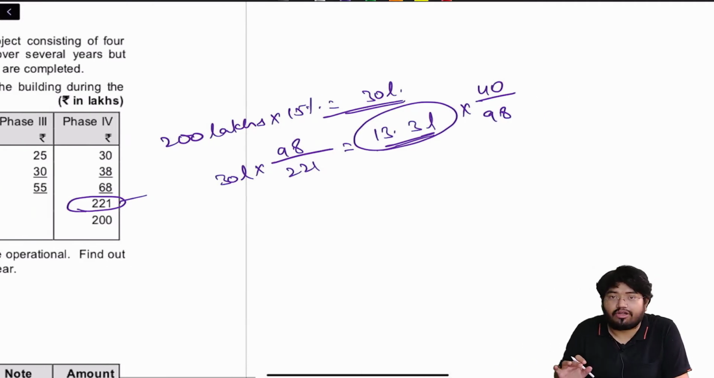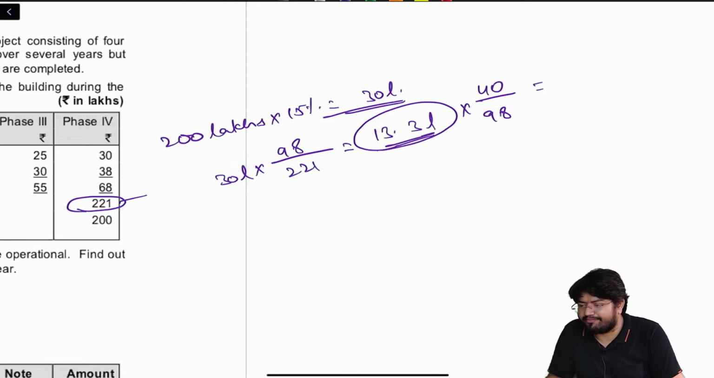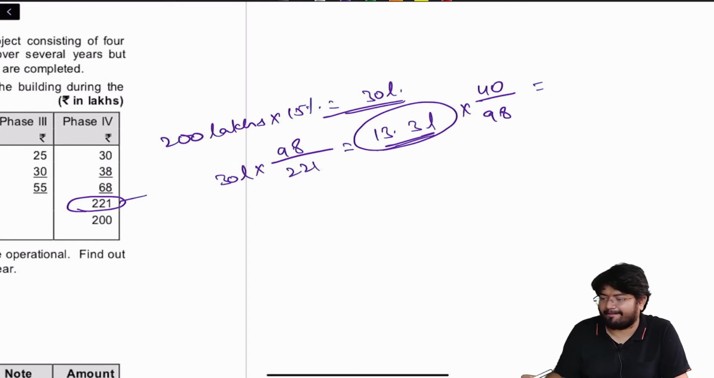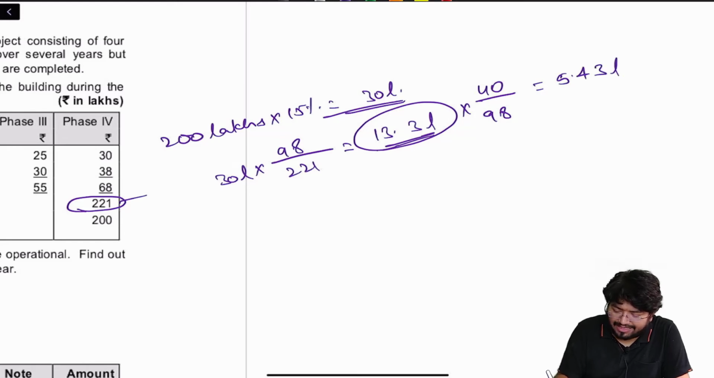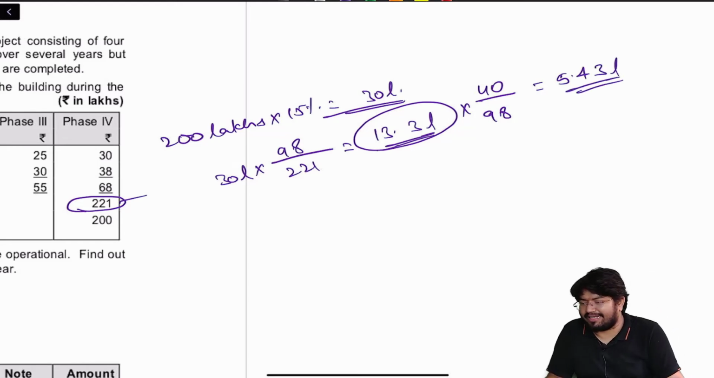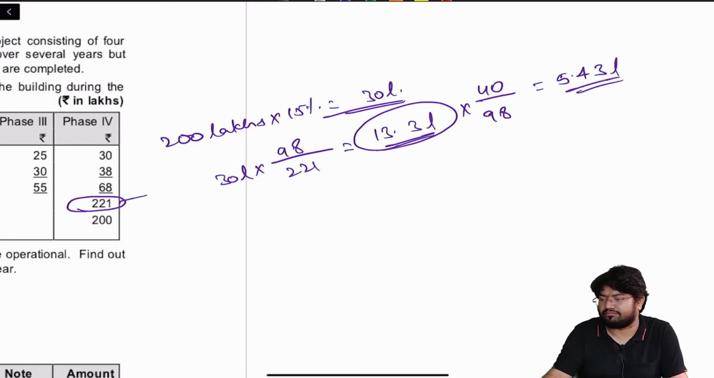Okay, 40 divided by 98 as the cost of interest which can be capitalized. Can you please tell me how much it is going to be? 5.43. Okay, 5.43 lakhs is what you are going to capitalize, and the rest, what will you do? Expense to P&L.